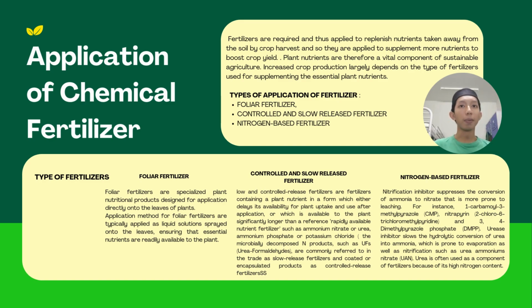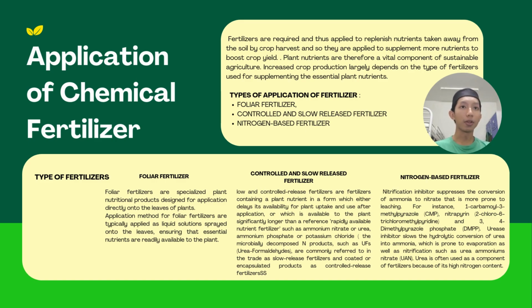So this is the application of chemical fertilizer. Fertilizers are required and thus applied to replenish nutrients taken away from the soil by crop harvest, and so they are applied to supplement more nutrients to boost crop yield. Replenishing nutrients is therefore a vital component of sustainable agriculture. Increased crop production largely depends on the type of fertilizer used for supplementing essential plant nutrients.